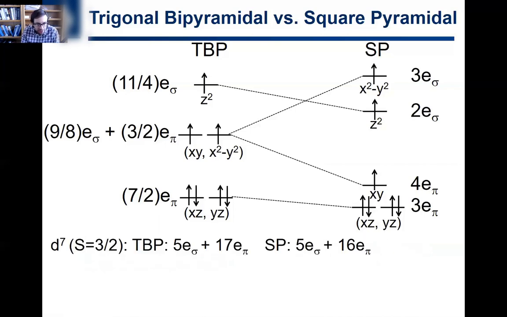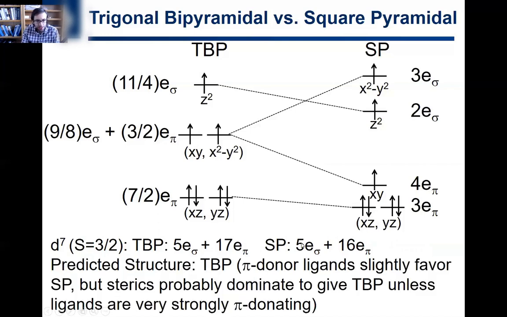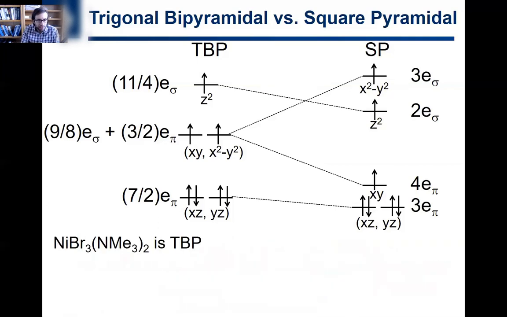If we go to a different spin state, spin equals 3/2, it's very similar here. Just 1 e pi difference, the e sigma terms are the same. And so this is the same pattern we've seen before, where you're probably going to be TBP, but if you have a strongly donating ligand, you might be SP. And so here's one example, kind of normal ligands, nothing strongly pi donating, it's TBP.